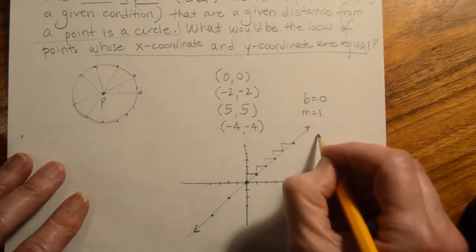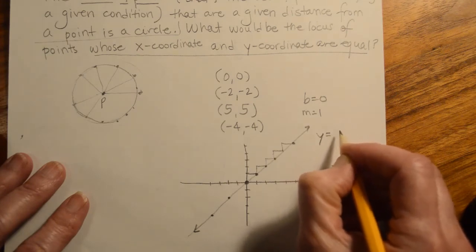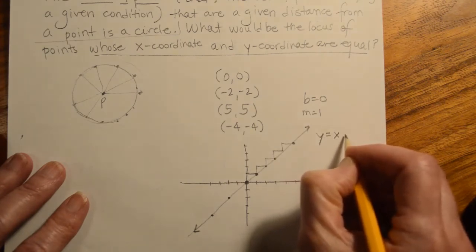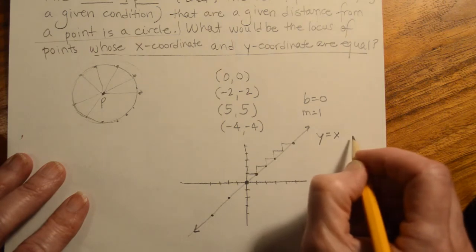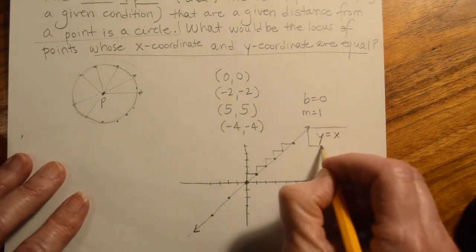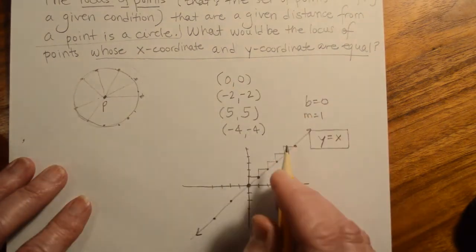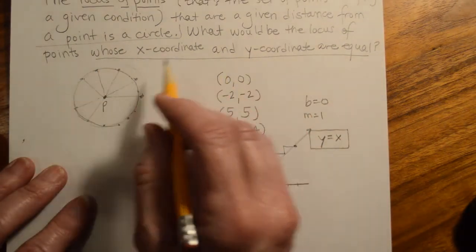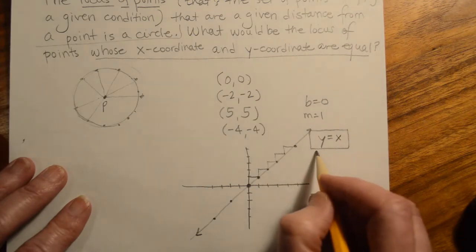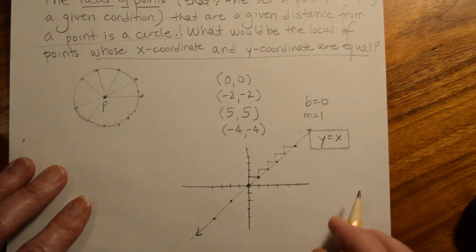So if we were to write the equation of that, we would get y equals 1x, or just x, plus 0, which we wouldn't have to bother to write. So it's just the equation y equals x. All right, so the answer to that question, what would be the locus of points whose x coordinate and y coordinate are equal? It would just be the line y equals x.